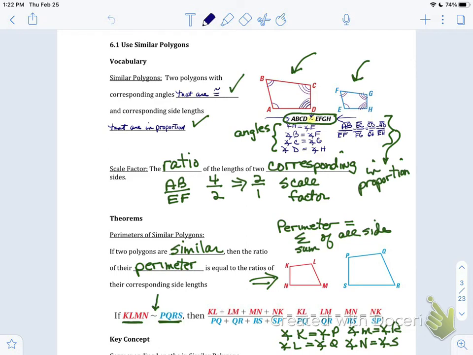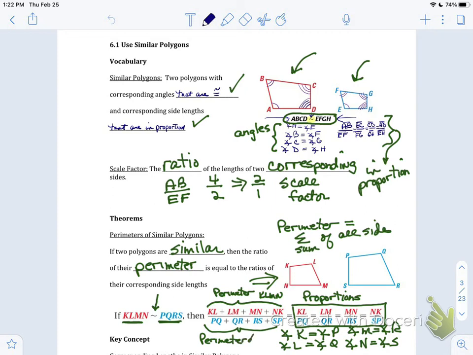Now let's talk about the sides. Here are the proportional sides. Here are all your proportions. And if you take one of these, if you have numbers, and reduce it, you will have the scale factor. Okay, notice all the red, that's the perimeter of KLMN, and all the blue is the perimeter of PQRS. They are in the same proportion as are the sides, okay? Okay, let's go on to the next page.